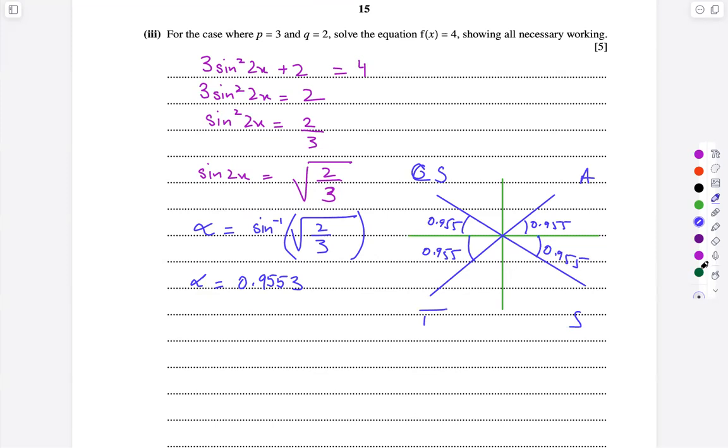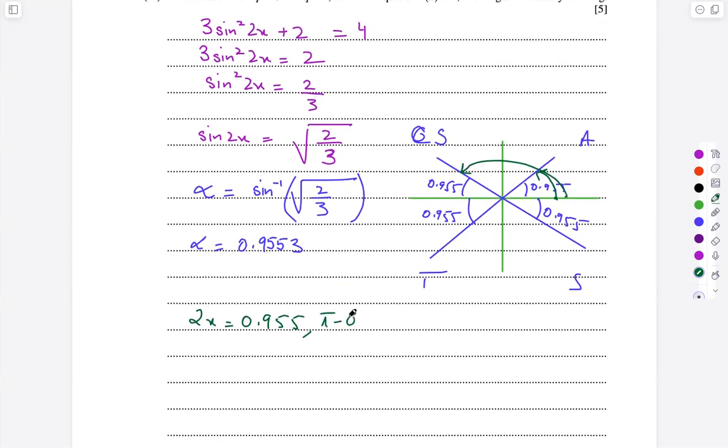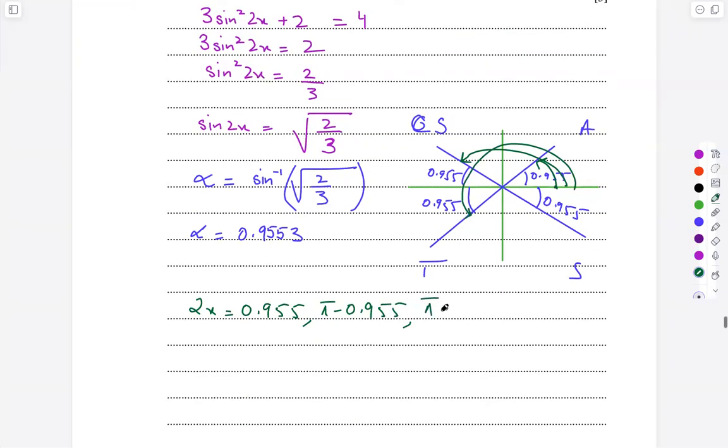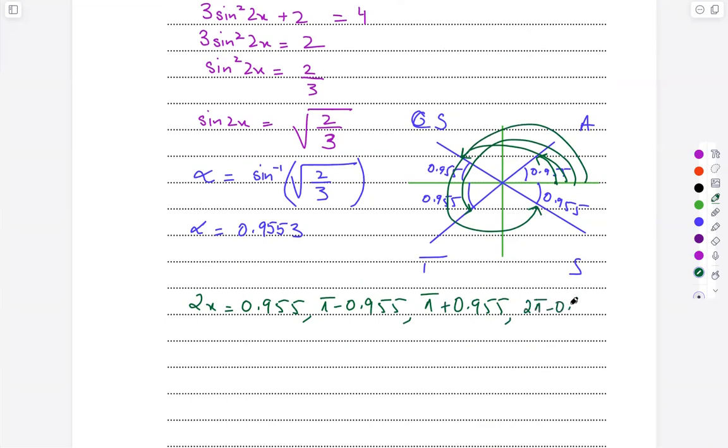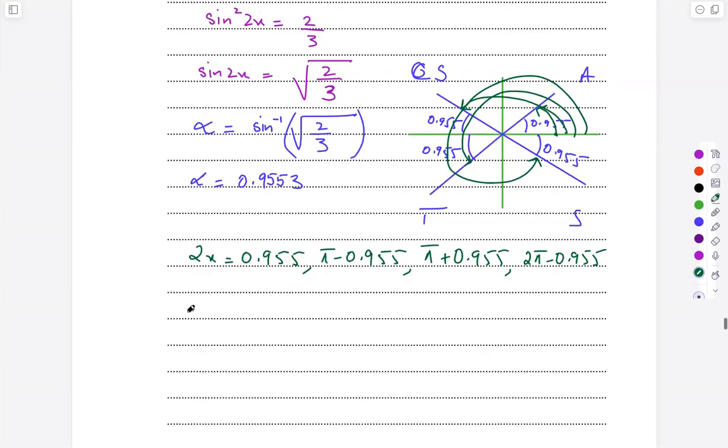Now, once we have made these basic angles, to find the value of x, the first angle will be 2x equals 0.955. The second angle will be pi minus 0.955. The third angle will be pi plus 0.955. And the fourth angle will be, as the total is 360 or 2 pi, 2 pi minus 0.955. Now, first writing 0.955 over here, pi minus 0.955 is 2.186.